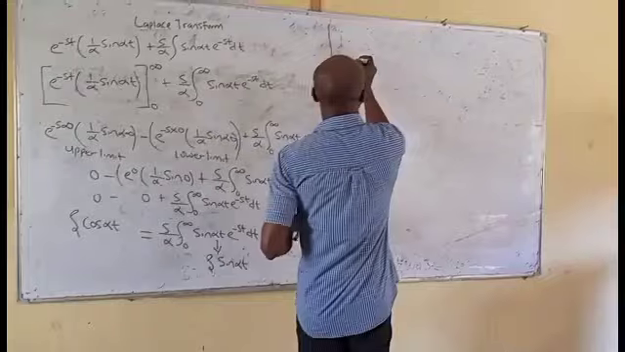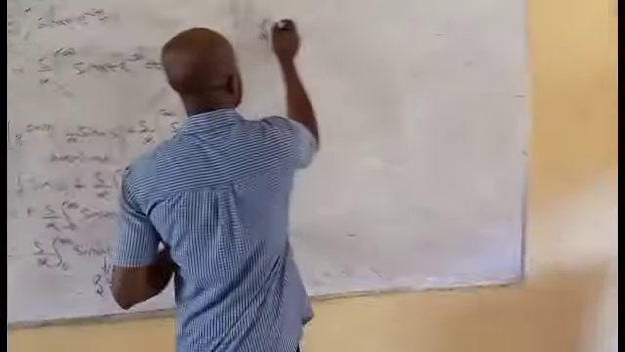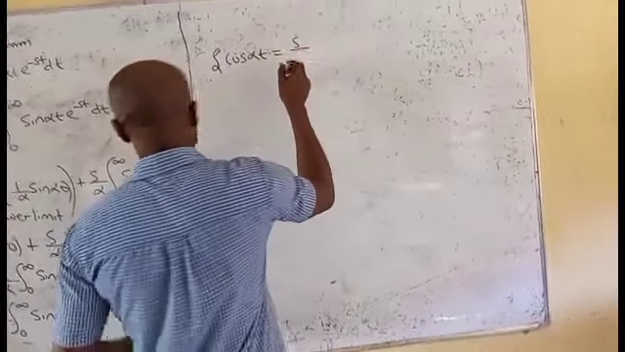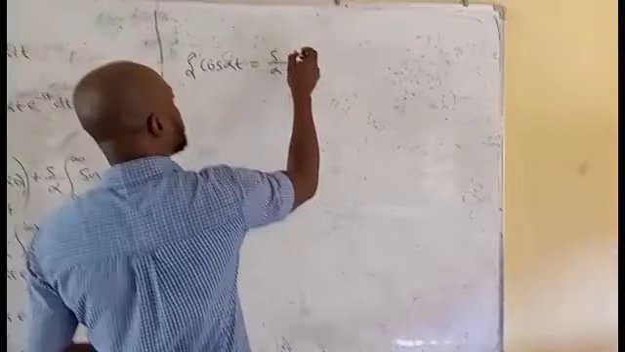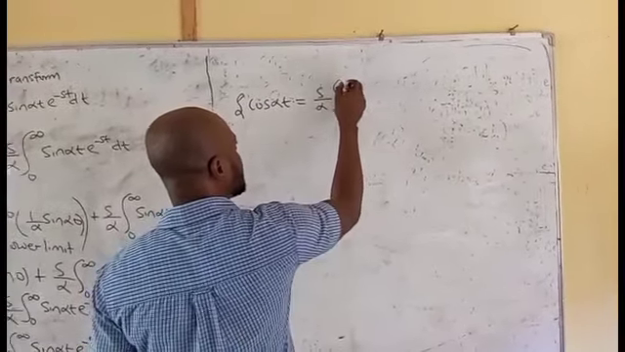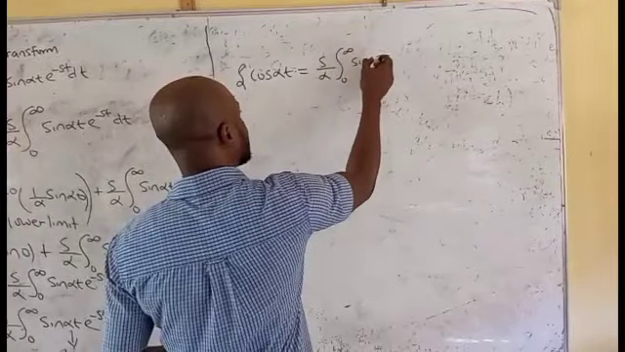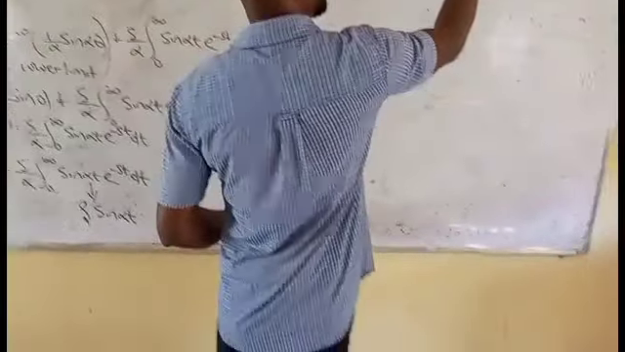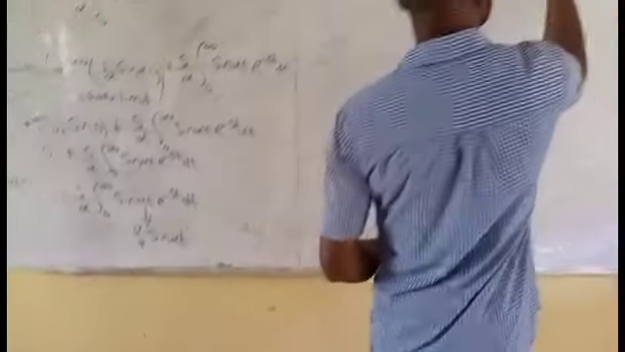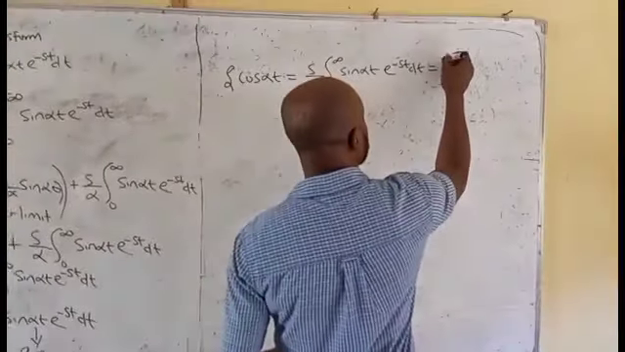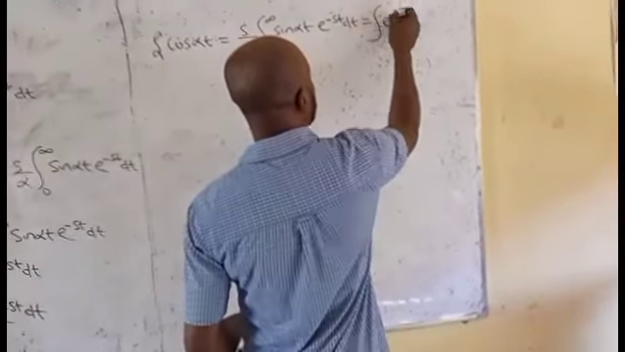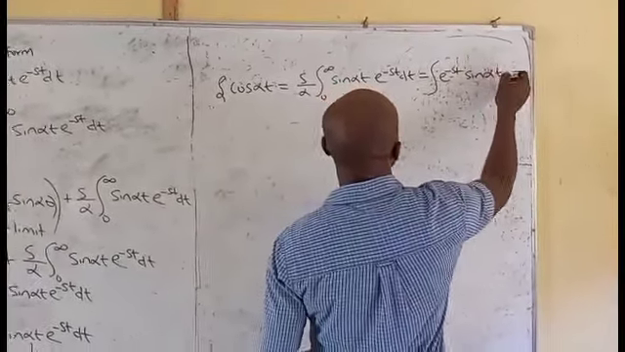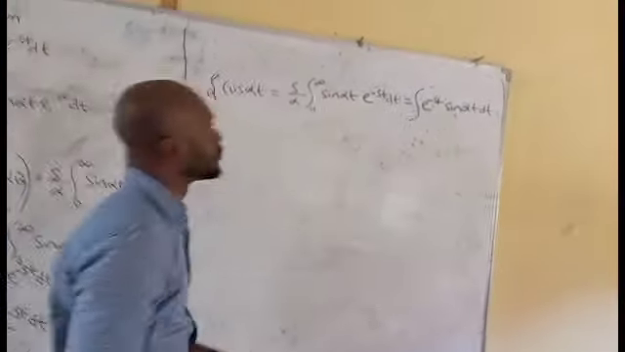So I have my Laplace transform of cos alpha t giving you x over alpha, multiplied by the integral from 0 to infinity of sine alpha t multiplied by exponential minus st dt. So it's still the same thing as the integral of e raised to the power minus st, then sine alpha t dt. It's still the same thing.